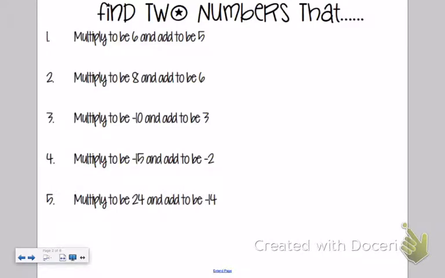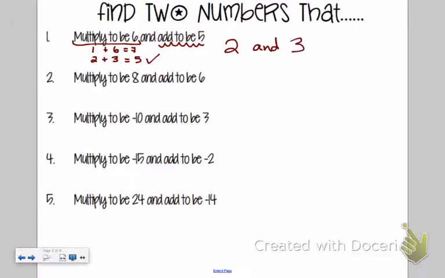So to start, we're going to do some practice finding two numbers that meet the criteria of numbers 1 through 5. So we want two numbers that multiply to be 6. So I want to list some factors of 6. I know I can do 1 and 6 or 2 and 3. But then they have to add to be 5. So if I go ahead and add these, the first group of numbers I get 7, the second group of numbers I get 5, which is what I want. So my answers are 2 and 3.